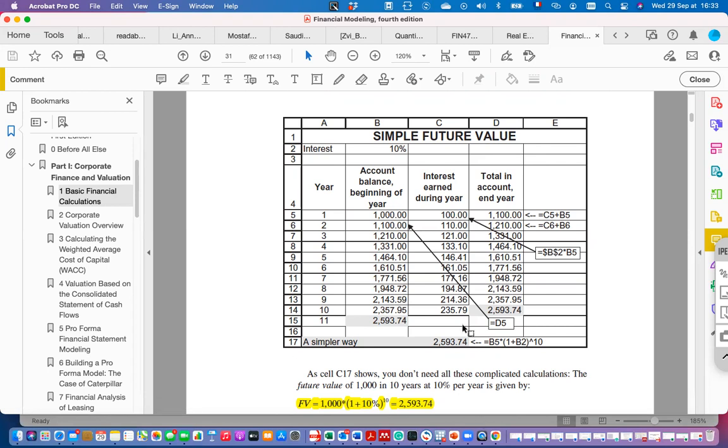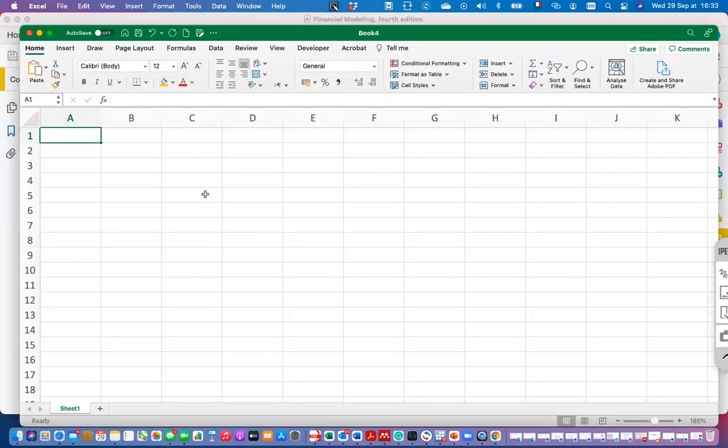So let me just open. I call it future value, FV. So I have an initial deposit.